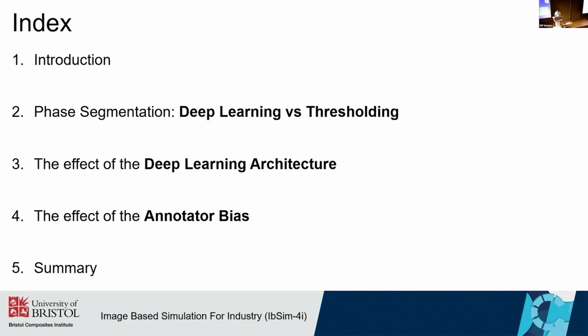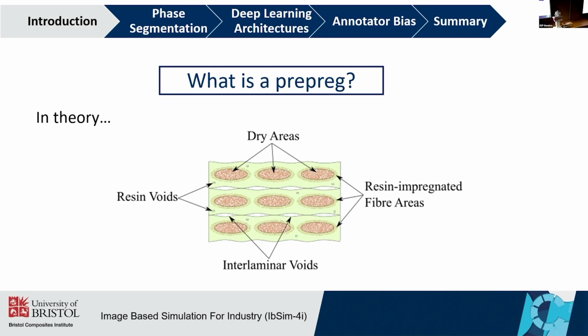So I will start by giving a short introduction about what prepregs are, then describe what methods we have to separate the different phases in prepreg composites, specifically using deep learning and compare the results to thresholding. Then I will present some results about how the architecture of the deep learning model affects the results that we get. And finally, some comments on how the annotator bias actually affects the ground truth generation that influences the model performance.